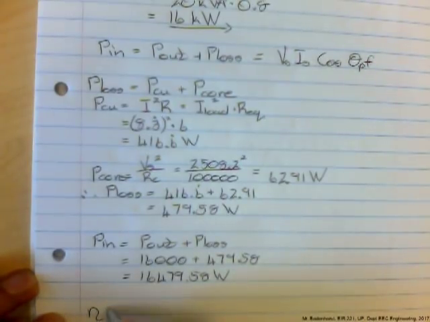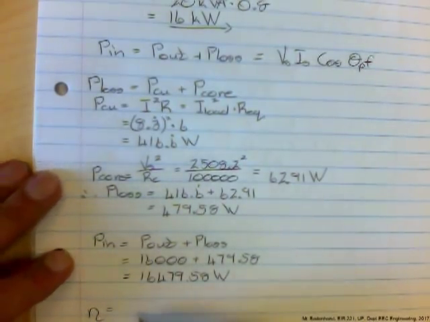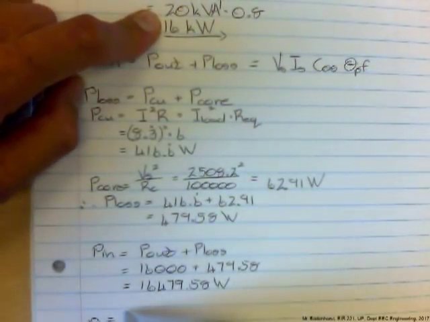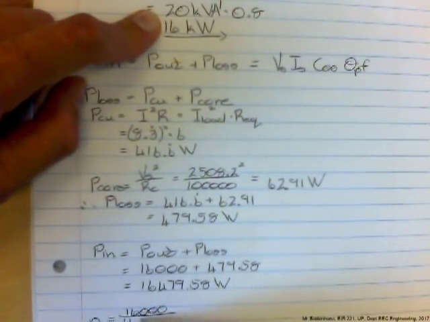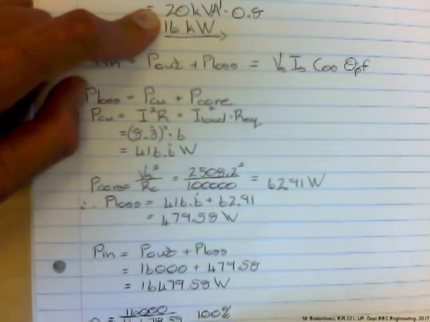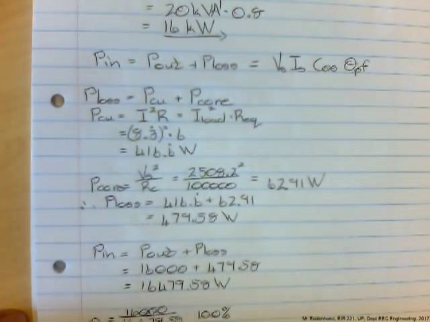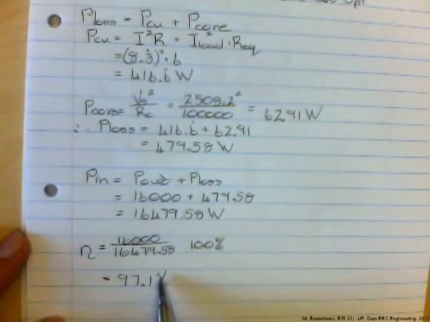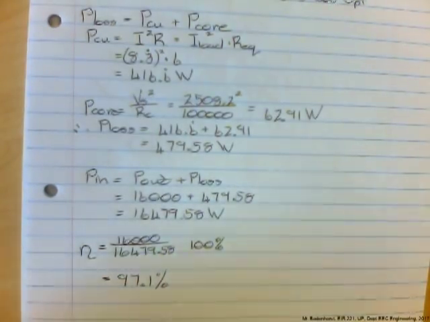So now we can calculate the efficiency as P out over P in. So P out is the 16 kilowatts there at the top. So 16,000 over 16479.58 times, we want it in percent, and then we get a 97.1% efficiency. Right, so that's one way to calculate the efficiency.